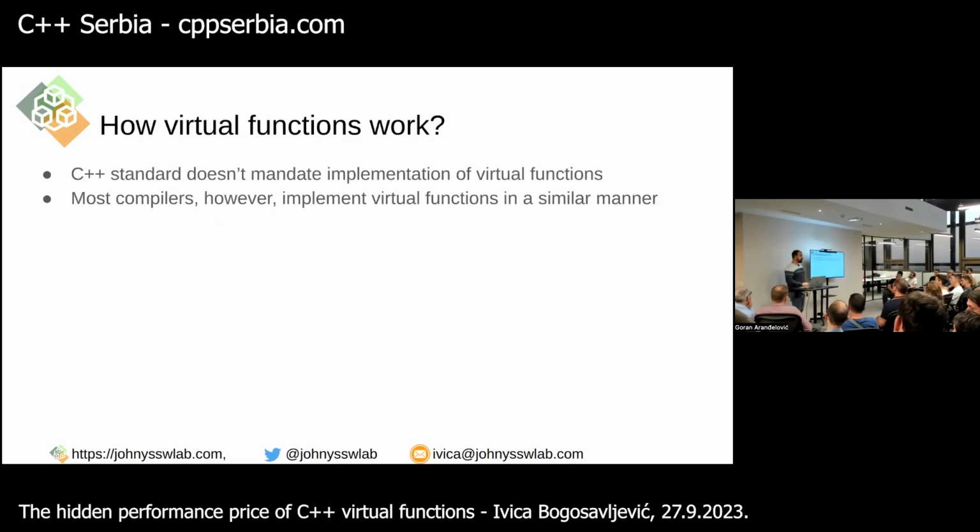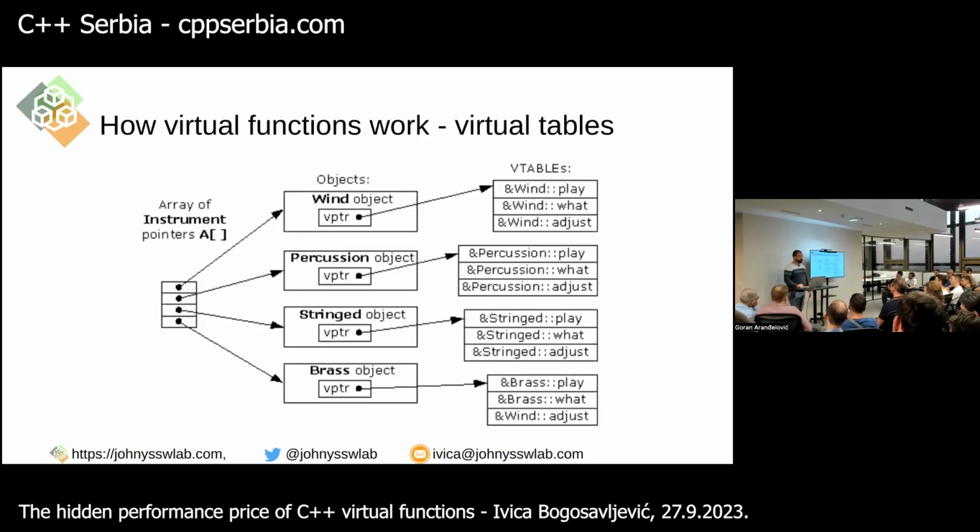Okay, first a short introduction to how virtual functions are implemented by the compiler. The C++ standard does not mandate how virtual functions are implemented. You can implement it any way you like, but most compilers implement it in a similar way. You see here we have an array of instruments. Instrument is a base class, and this is an array of base objects. But each of these points to a different object. For example, this object is a wind instrument, this one is percussion, this one is string, and this one is brass.